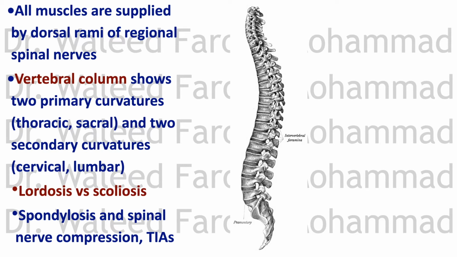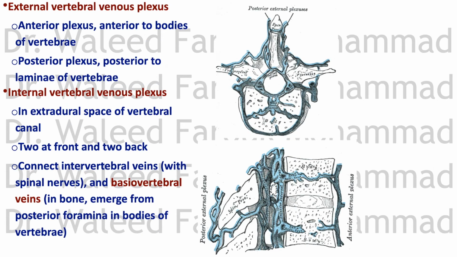And this will lead, especially in the cervical region, to compression of the artery inside the vertebra, which is the vertebral artery. These are called the transient ischemic attacks. Transient ischemic attacks are due to pressure on the vessels in the vertebra, leading to decreased blood supply going to the brain. Now, for the venous drainage of the vertebral column, we have plexuses.